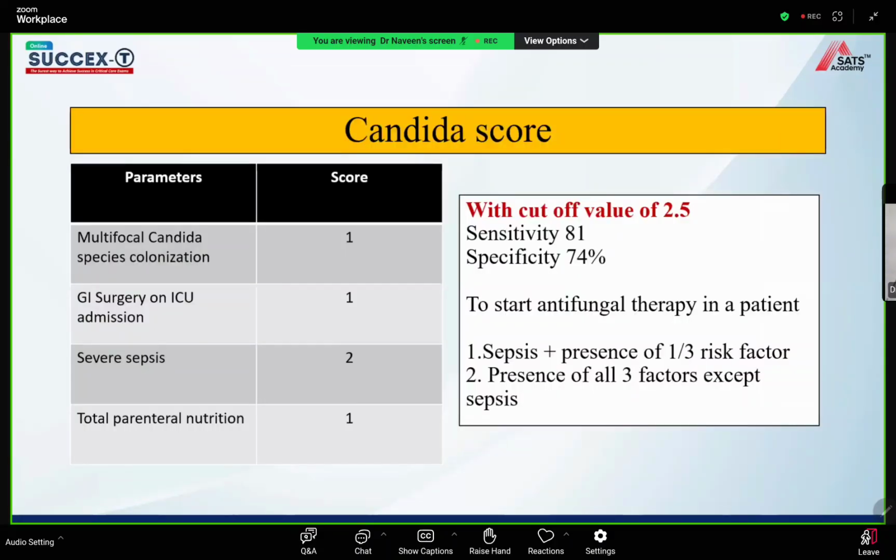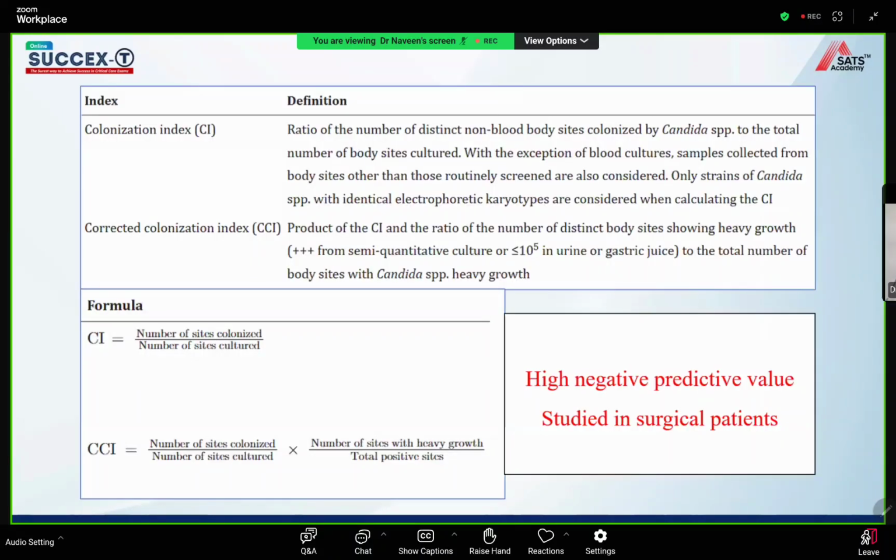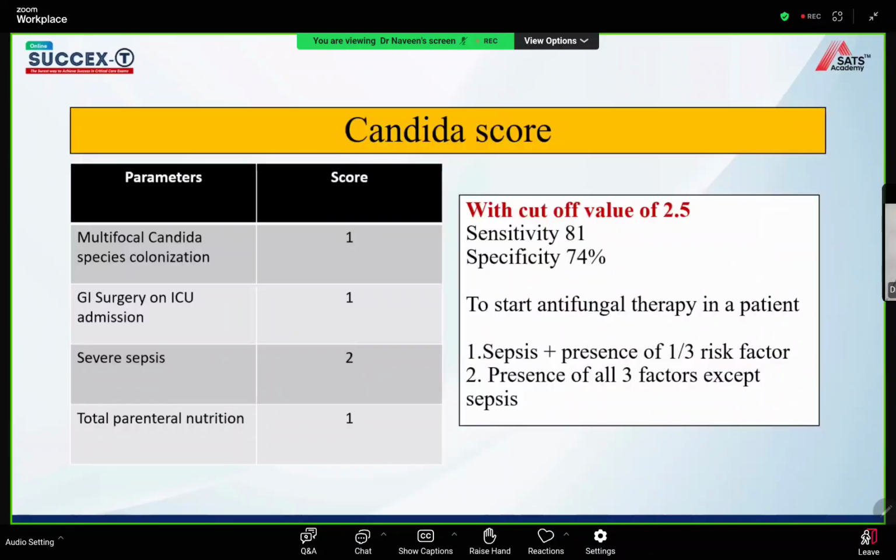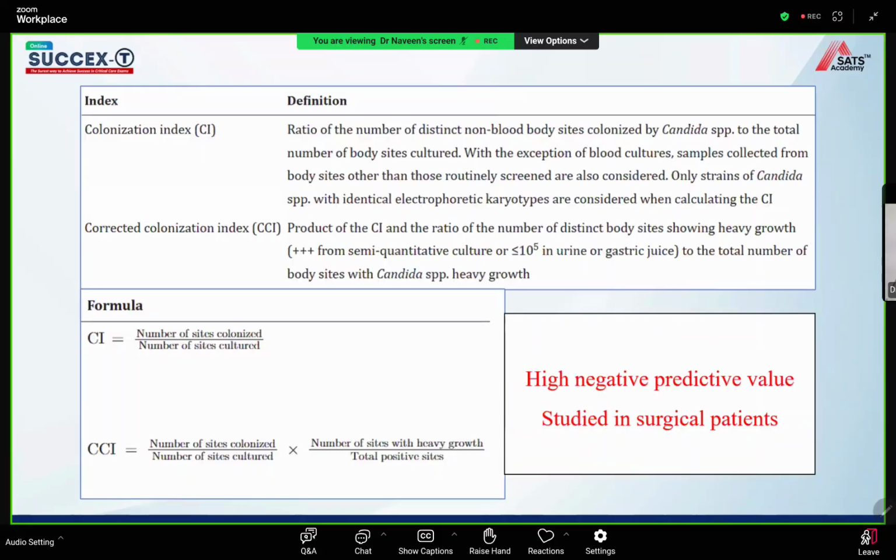There are some clinical prediction scores, in the form of the Candida score, colonization index, and so on. Generally, you just read about the scores, which have their own flaws, and most of them are studied in surgical patients. A Candida score of more than 2.5 carries a high risk. By seeing the table, if you have severe sepsis associated with one of the risk factors, then you can say it is positive. That is the main fallacy of the Candida score, and it is well studied in surgical patients.